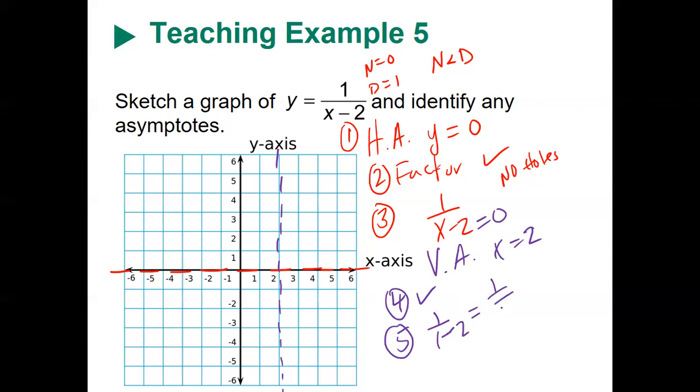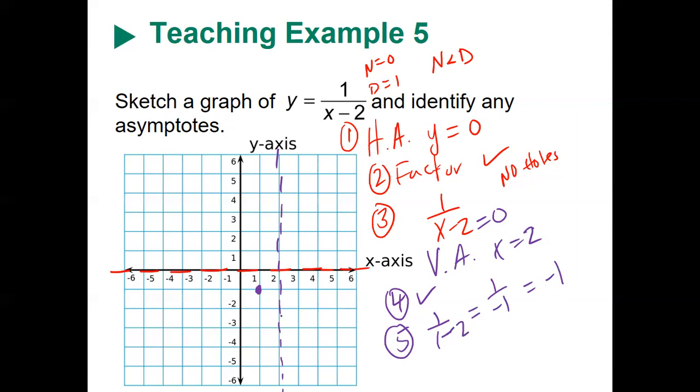That's 1 over negative 1. I said, what is 1 minus 2? And no one answered me. So therefore at 1, it's at negative 1.